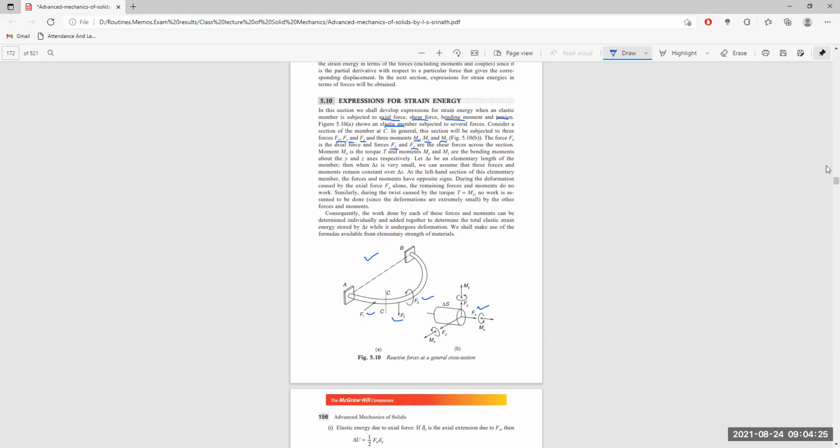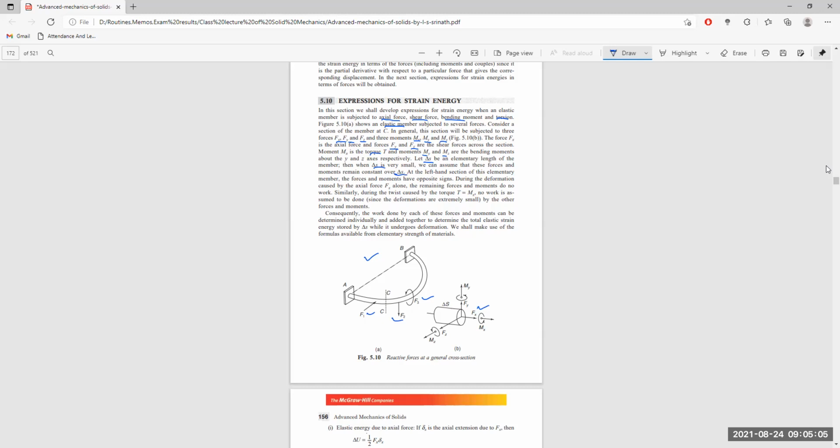Fy and Fz are the shear forces acting over the cross section of the member. Now, Mz is the torque T, and moments My and Mx are bending moments about the Y and X axes. Now, let delta S be an elementary length of the member. When delta S is extremely small, these forces and moments remain constant. The moment and force may change in the course of time, but as the length is very small, throughout the length they remain more or less the same.